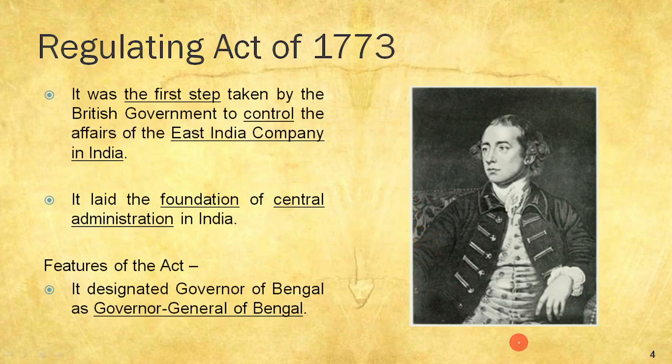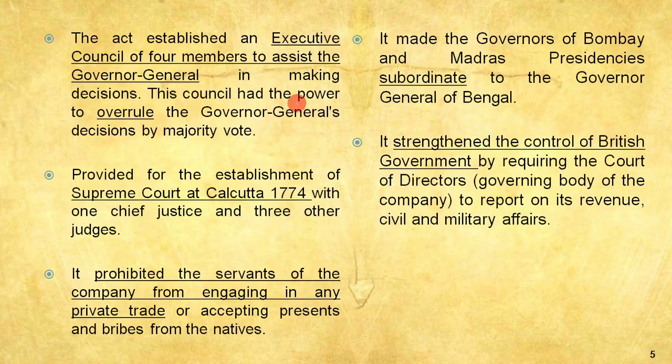Okay, moving on. The next important feature is that it provided for the establishment of an executive council of 4 members to assist the Governor General. This is very important, that the act provided for the establishment of an executive council. The executive council consists of 4 members. These 4 members assist the Governor General in his decisions. The council had the power to overrule the Governor General's decision by a majority vote.